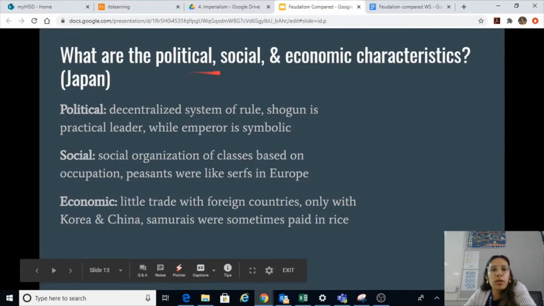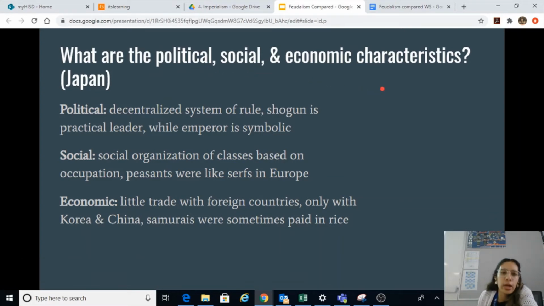Okay, so what are the political, social, and economic characteristics of this system? So we're going to have politically in Japan, this is a decentralized system of rule. The shogun is the actual ruler, while the emperor is a symbolic figure. Socially, this is going to provide an organization of classes based on their occupation. And the peasants are going to be treated not unlike the serfs in Europe. They were a little bit treated like property, and they were tied to the land.